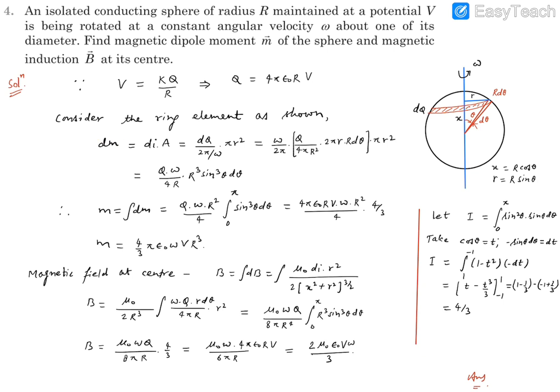We know the direction is calculated by using the current direction and right hand rule. Its direction is going to be in the direction of omega itself. So for all ring elements, the direction will remain the same. Hence we can say the magnitude can be integrated. So m is going to be the integration of dm, and this integration will have some constants, so we can take those constants outside. Integration of sine cube theta d theta, and theta has to run from this location to this location, and complementarily we need to integrate from 0 to pi.